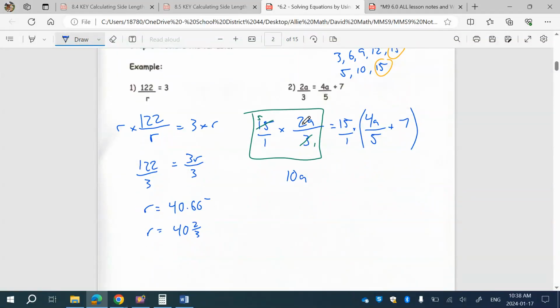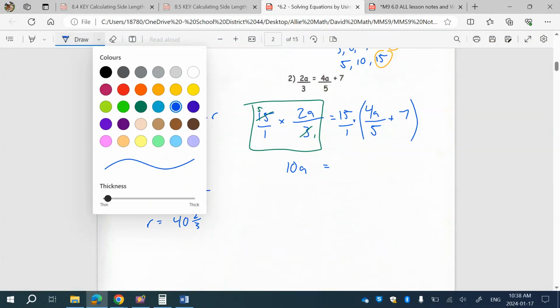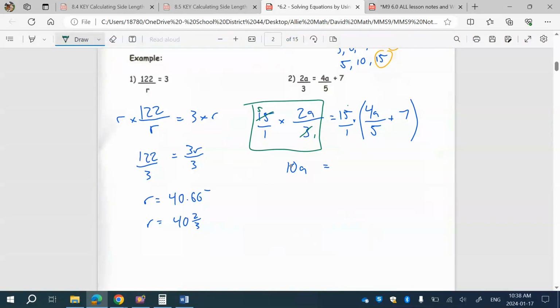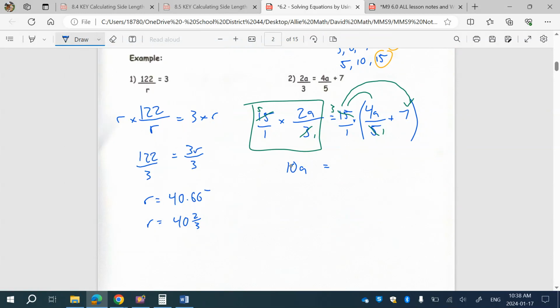So I just did 5 times 2a is 10a. Now let's deal with this other side. So we have this 15 is going to multiply. Remember our distributive property. It's going to be multiplied by everything inside this bracket. So 15 is going to multiply by the 4a over 5, and it's going to multiply by that 7 right there. So this part we can look at cross reducing. 5 goes into 5 once, and 5 goes into 15 3 times. And now we can multiply straight across. We've got 3 times 4a, which is 12a.